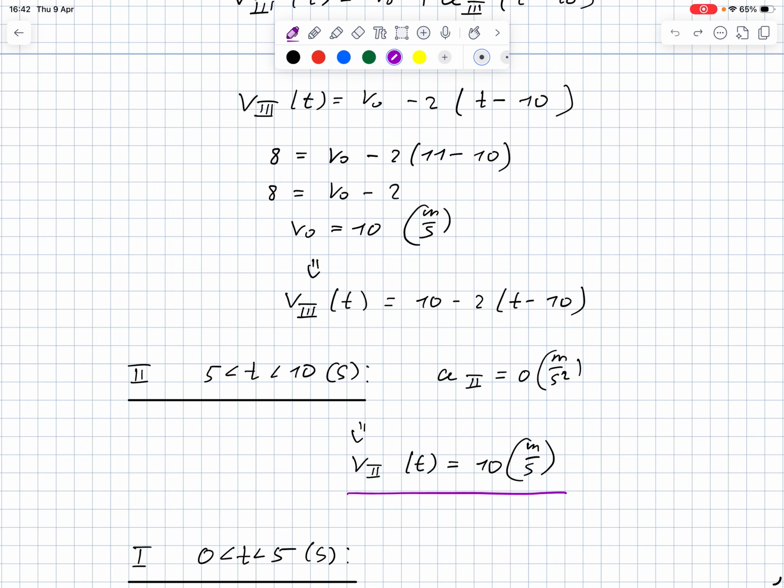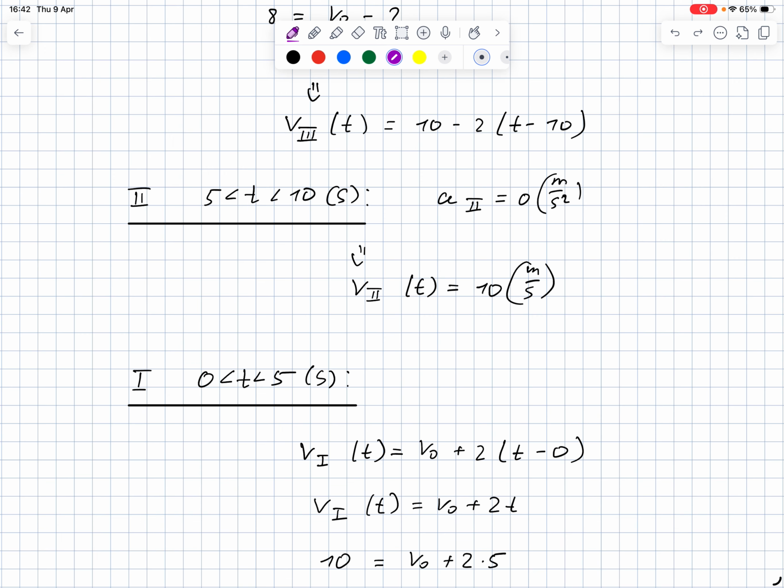Now let's see what we can get from the first interval between 0 and 5 seconds. Again, we're going to use this formula because when we look at the first interval we do have an acceleration of 2 meters per second squared.